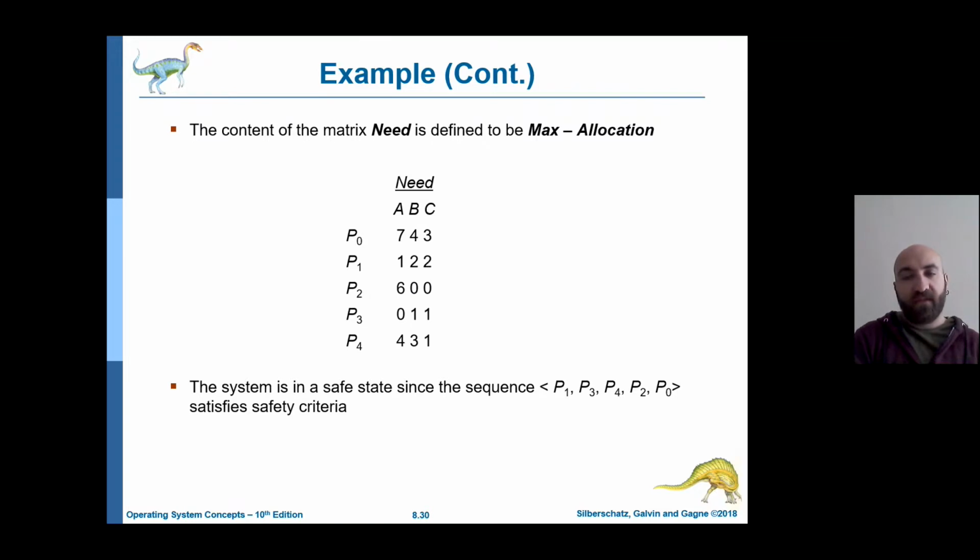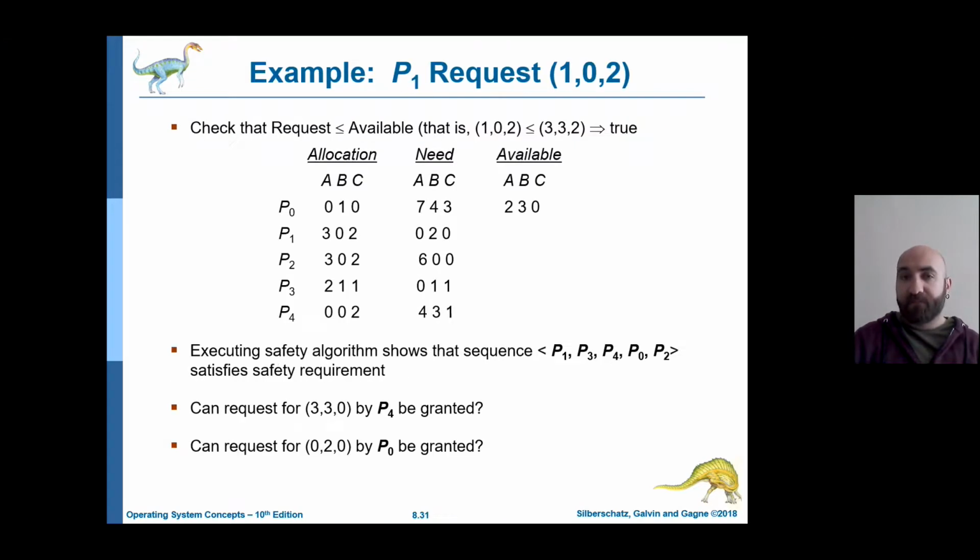Based on that, we can find a path from P1, P3, P4, P2, and P0. And we can directly say that if we have a path like that, if we have a sequence like that, this system satisfies the safety criteria, so I can afford those resources. Here we have another example.